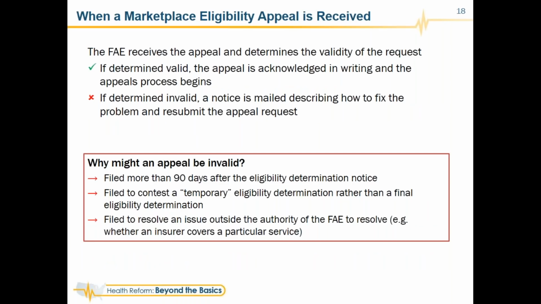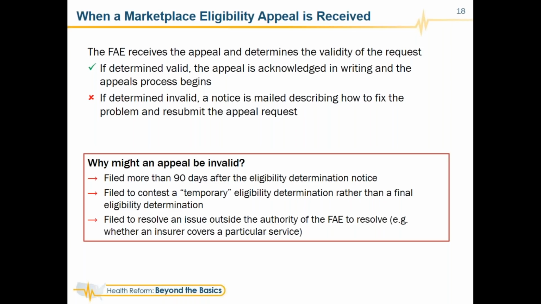Once an appeal is received by the marketplace, it is going to go through a couple of steps to determine what the next process will be. First, it's going to evaluate if the appeal is valid. And again, this goes back to those slides we did at the beginning of what should be appealed to the federal appeals entity versus the insurer versus going through casework versus going to the Department of Insurance. So if a consumer states a valid reason that the federal appeals entity has jurisdiction over, then the appeal will be acknowledged in writing and the appeals process begins.